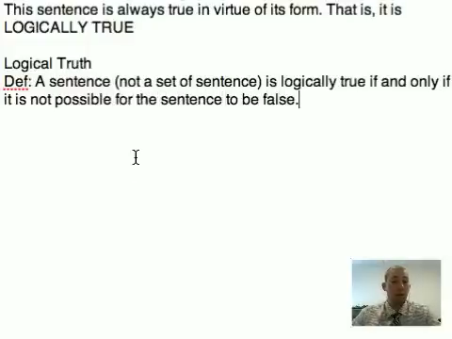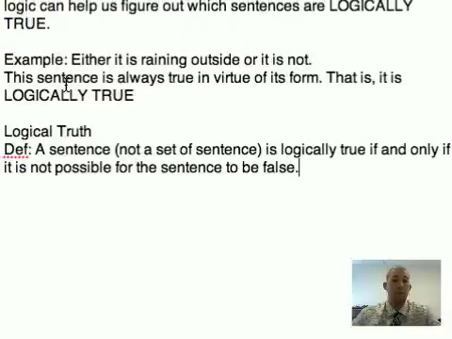So up here we had an example where it's not possible for the sentence ever to be false, right? Either it's raining outside or it's not. And in the scenario where it is raining outside, the sentence is true. And in the scenario where it's not raining outside, that sentence is true. So it's not possible for the sentence to be false.